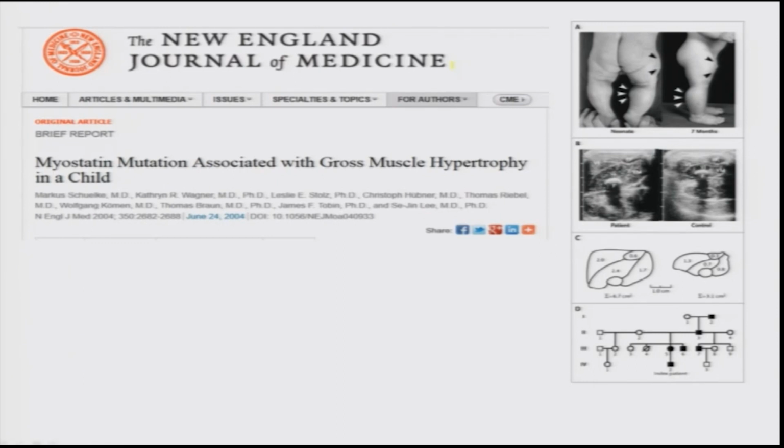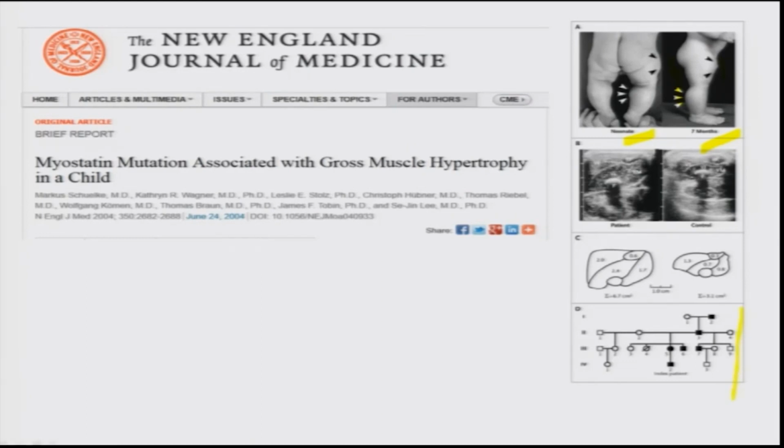Of late there are many other papers. There are rare conditions even in the human wherein you have such conditions. So same myostatin mutation, loss of function mutation, results in gross muscle hypertrophy. This is excessive growth of the muscle in a child. You can see that this is a neonate, meaning newborn baby, and this is a 7-month-old baby, but you can look at the muscle mass. They are extremely grown up, look. That's what it is, and it runs in the family.